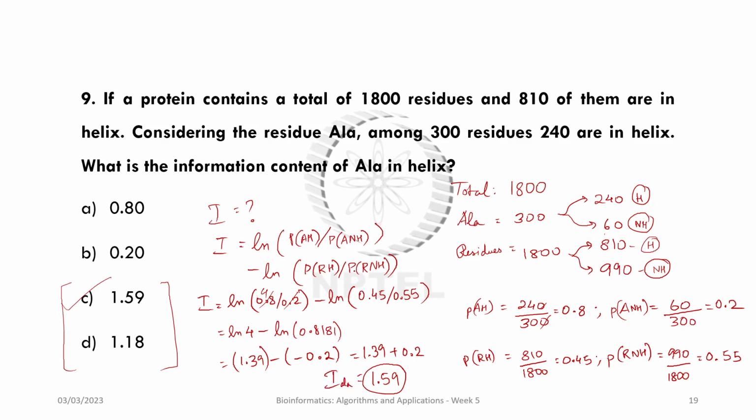Was that clear, Kritika? So you start by listing out the total number of residues and how many of them are helix and not helix, and for the particular residue asked in the question, how many of them are in helix and not helix. Just make ratios, take logarithm, and you'll be done.